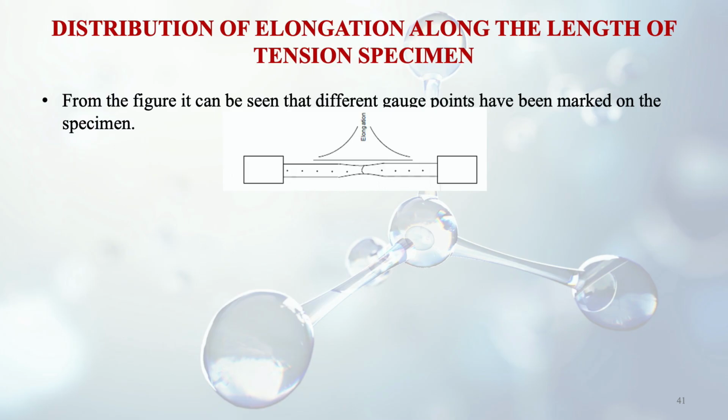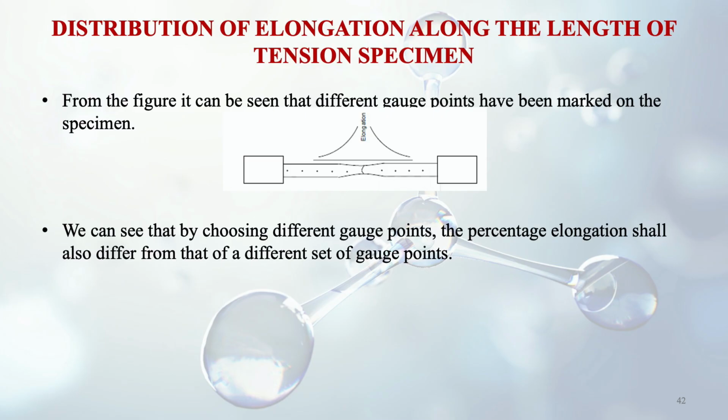This is about the gauge length. You can see the specimen here and different points are marked here. According to the points which are taken, the gauge length can vary, so it has to be standardized. We can see from the figure that different gauge points have been marked on the specimen. By choosing different gauge points, the percentage elongation shall also differ from that of a different set of gauge points.